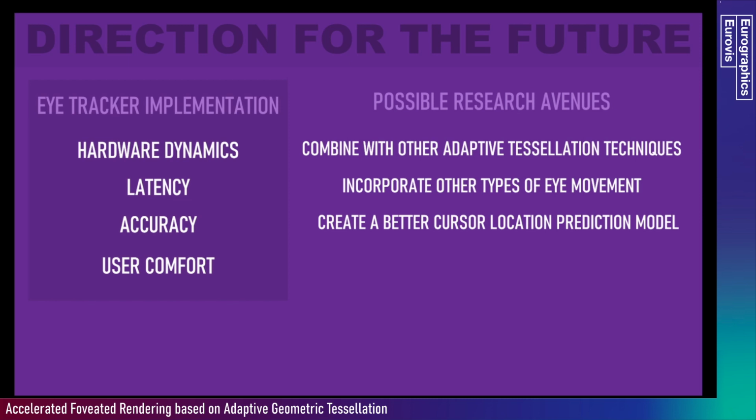A primary contender is combining this algorithm with other adaptive tessellation techniques, such as those based on proximity, or the orientation of the 3D model to the camera in the scene, or those based on the curvature of sections of the model. Models for predicting the fixation site can be explored as well, and the incorporation of other eye movements, such as microsaccades and smooth pursuit, can be done.